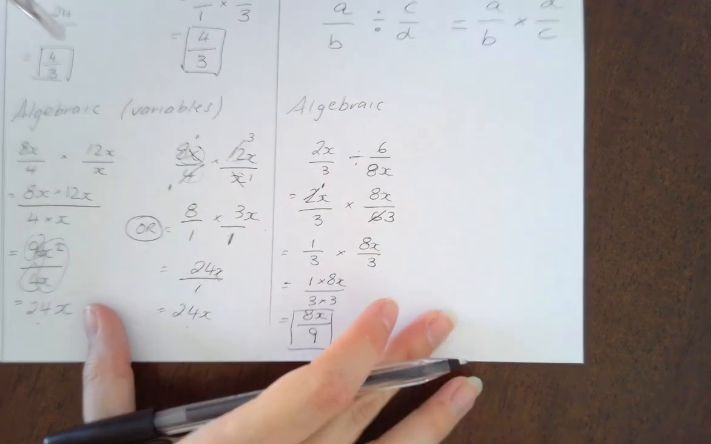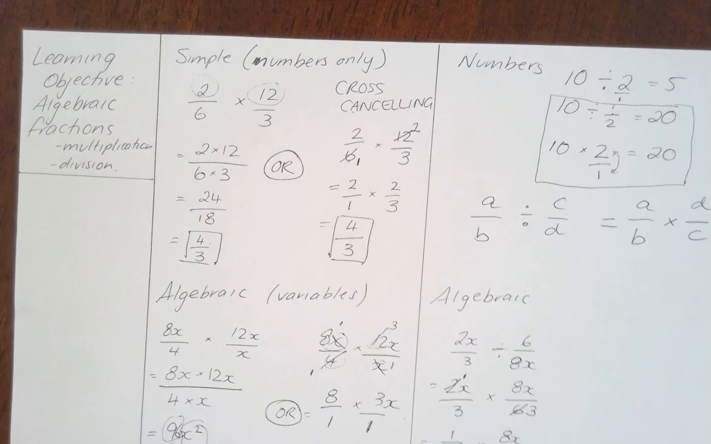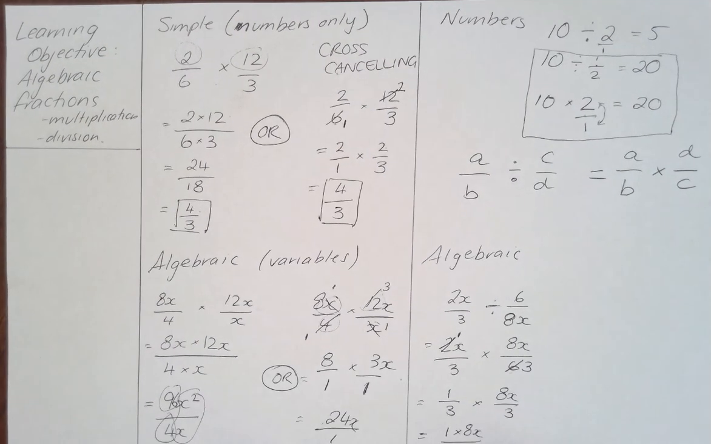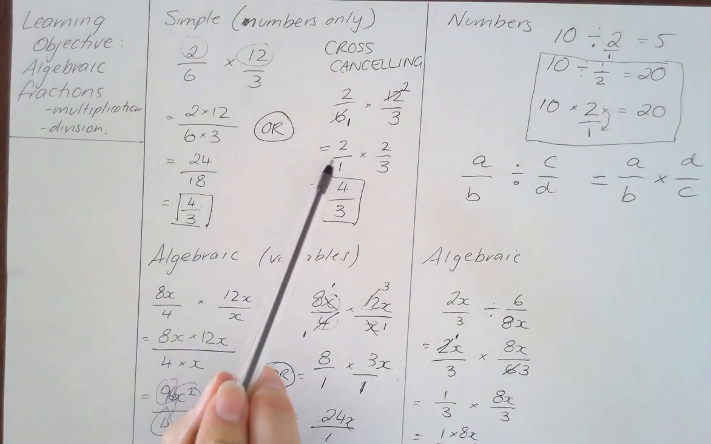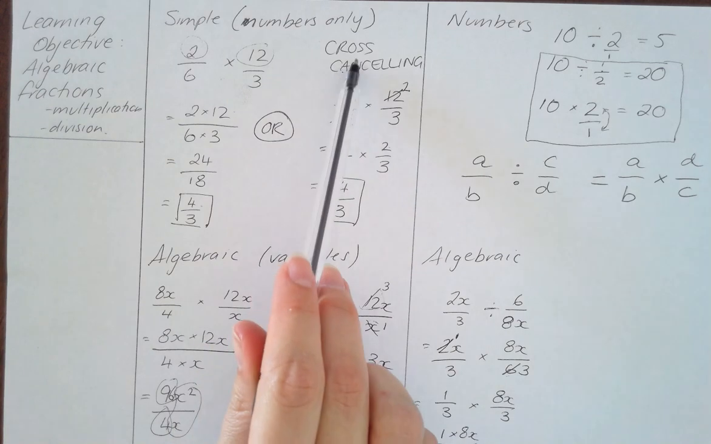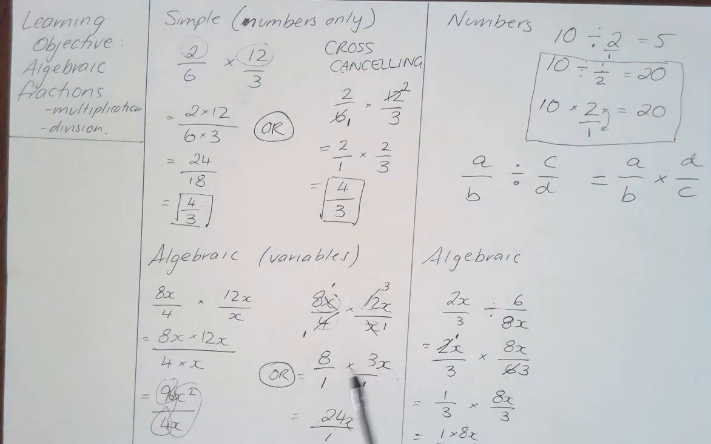Right, 2 skills there, a little bit complicated. It will take a bit of practice. It took me a little bit of practice as well. So we can do it our long way or our cross-cancelling way, and our cross-cancelling way is going to set us up for making our algebraic fractions a lot easier.